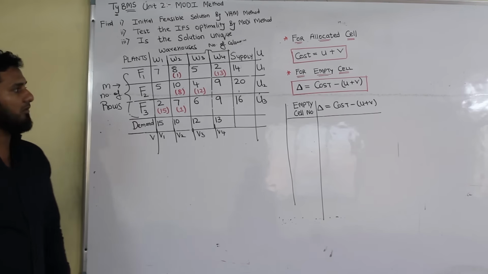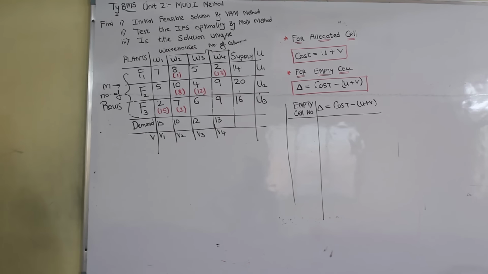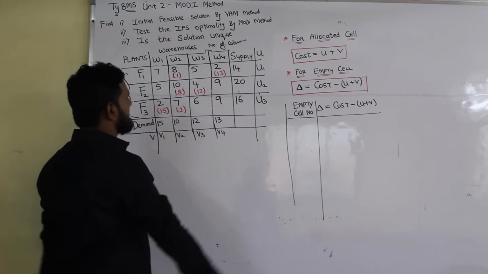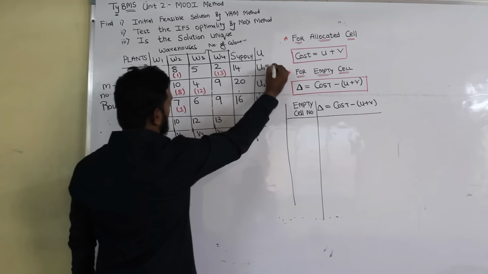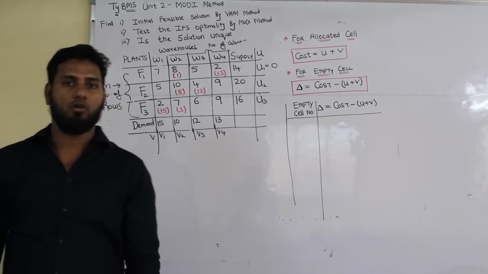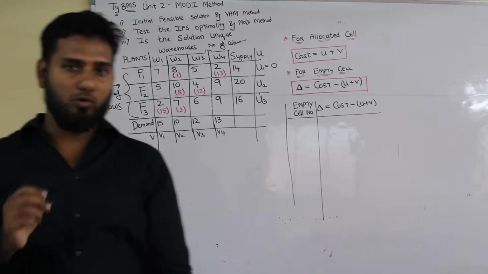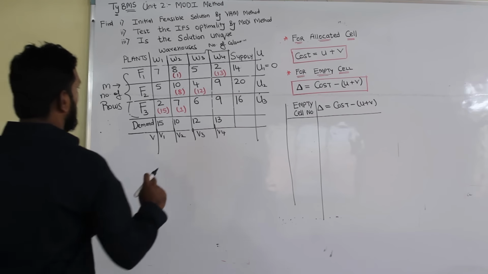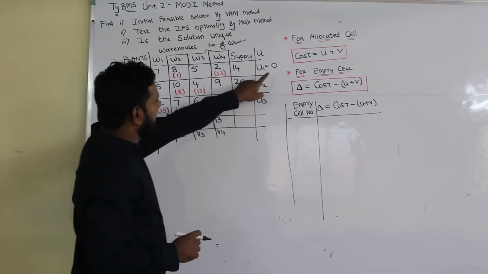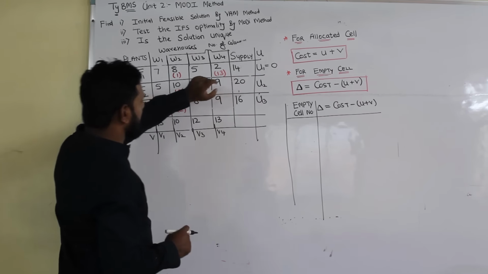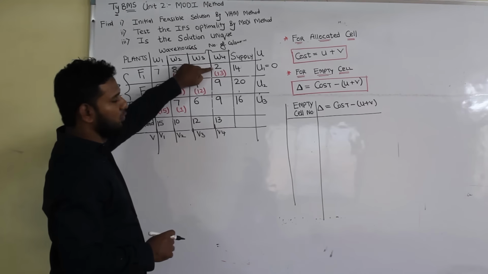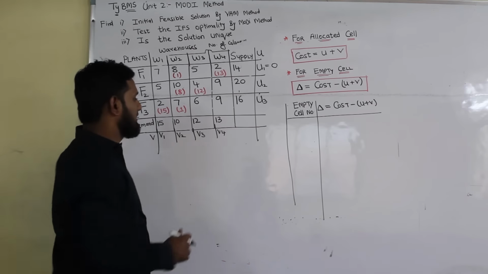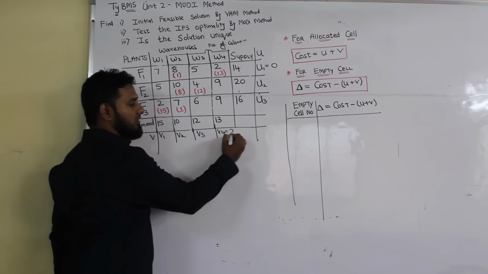Okay, so to find out U and V, we will first start with U1 and U1 you will always take as 0. आपको सबसे पहले U1 को 0 ही लेना है, चाहे कुछ भी हो जाए. Now U1 is 0, so you have to see in U1 की लाइन में allocated value is this one, 2. So you need to minus this, 2 minus 0. So this will be 2 minus 0 is 2.